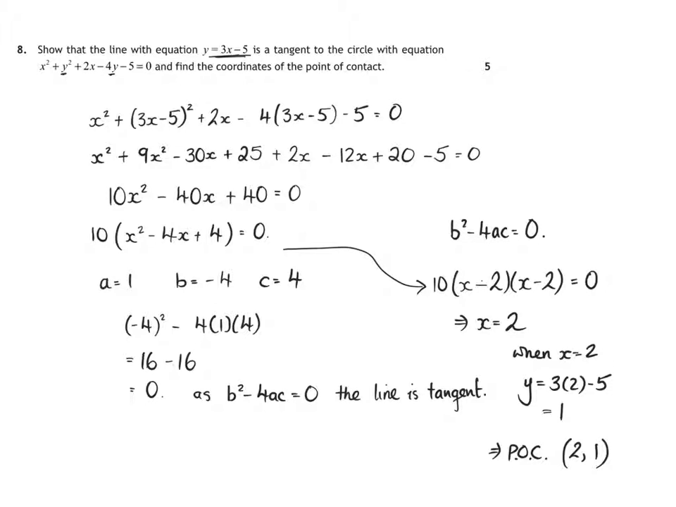So marks for this question. First one for substituting in your y. Your second mark for using this method would be for getting to this point here, so setting it equal to 0. Third one for correctly substituting into the discriminant. The fourth one for saying as it's equal to 0 the line is tangent, so that whole sentence for that last one. And then your fifth mark is for getting your point of contact to 1. Okay, on to question 9.